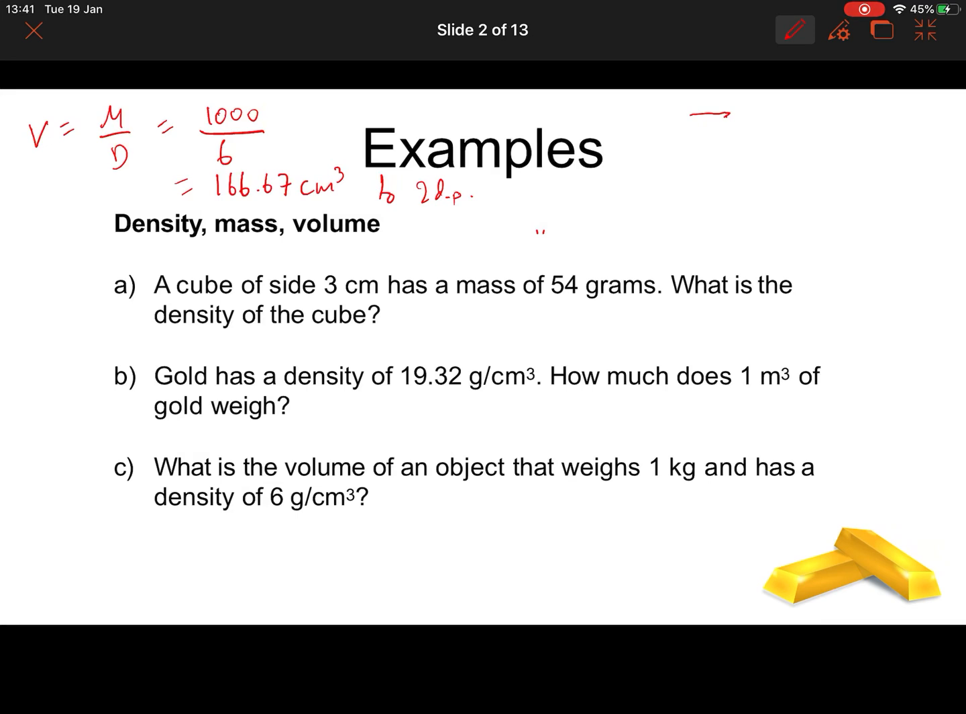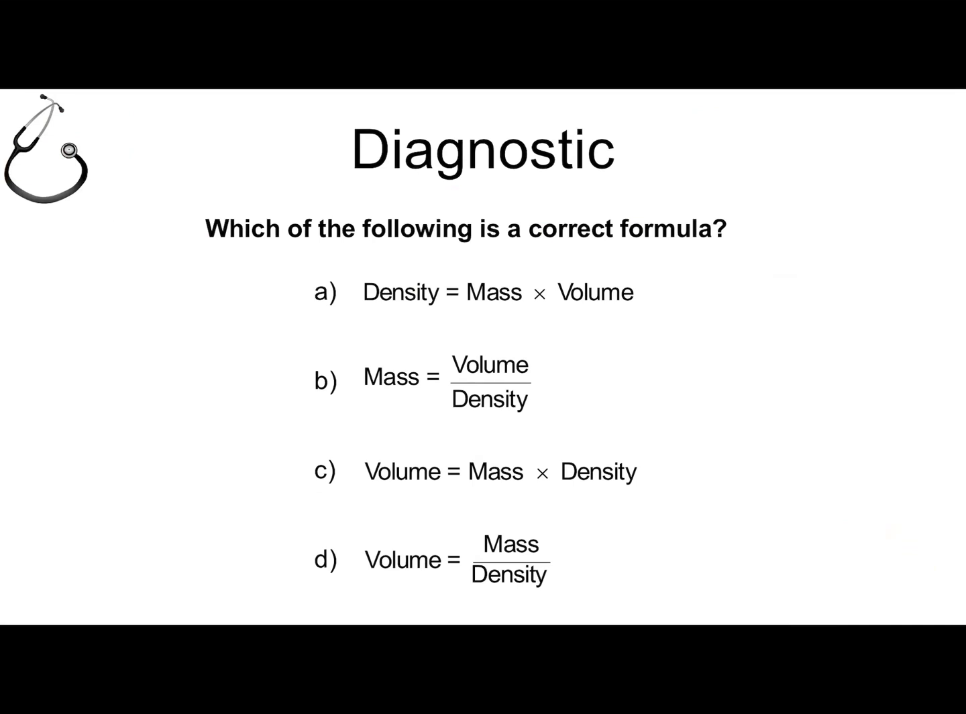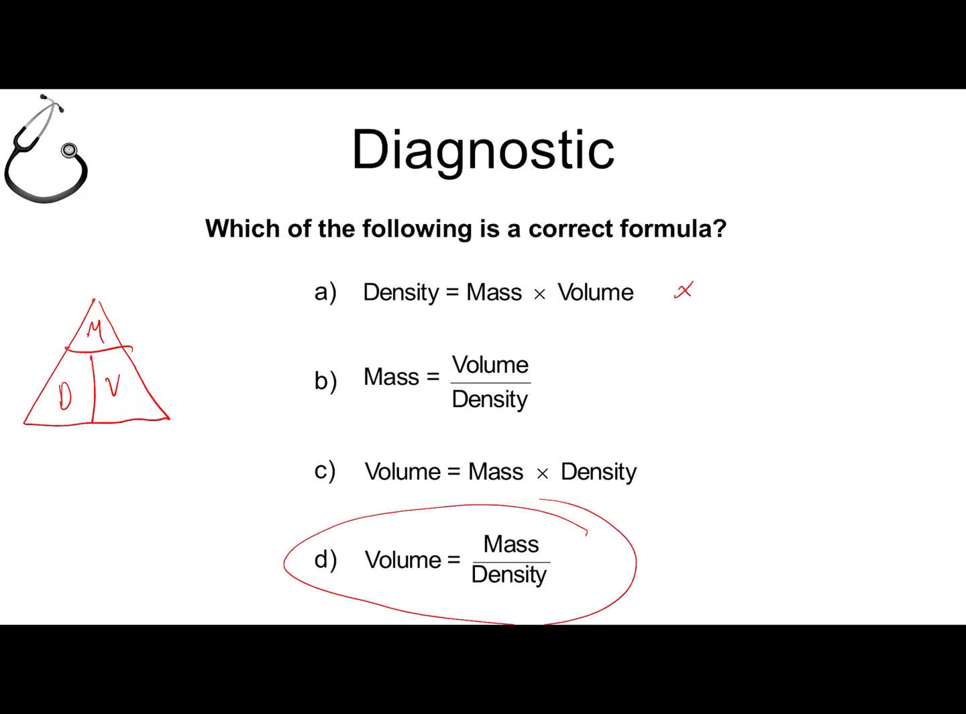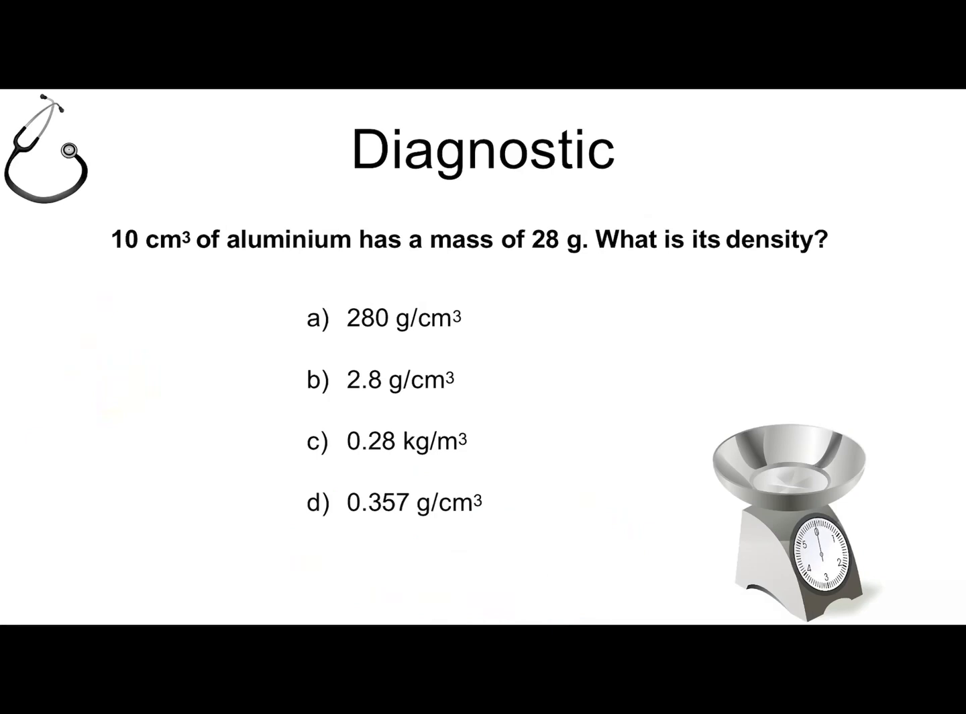Okay, so just be very, very careful. Make sure you're not mixing up different units. Okay? So, I mean, I just have a look at this quickly. Which one is the right formula? Density equals mass times volume? No. Right, let's get this back up again so we can see. Density equals mass over volume. That's not there. Volume equals mass times density. No. Volume equals mass divided by density. That's got to be the right one. Okay, that's one of the correct formulas. The others are wrong.